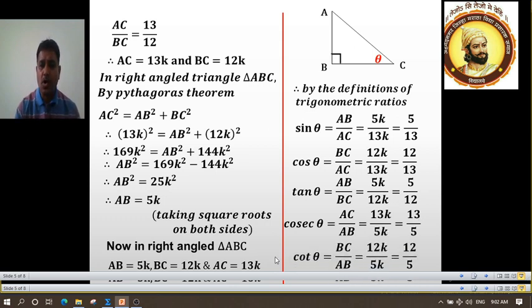And lastly, cot theta, that is the cotangent ratio. What is meant by cot theta? Adjacent side upon opposite side. Adjacent side is BC, opposite side is AB. BC is 12K, AB is 5K, K's cancel, we have 12 upon 5. So here sec theta is given, and the remaining 5 trigonometric ratios are obtained by using the definitions of trigonometric ratios and the Pythagoras theorem.